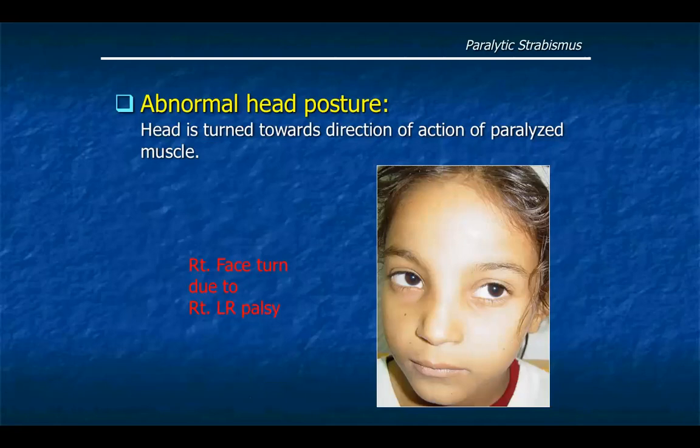So there is an abnormal head posture. This is one of the manifestations of paralytic strabismus, an abnormal head posture where the head is turned towards the direction of action of the paralyzed muscle to move the eyes in the opposite direction to avoid diplopia. So this girl has right lateral rectus paralysis, so she's acquiring a right face turn to move the eyes into left gaze, away from the position of action of the paralyzed lateral rectus muscle.